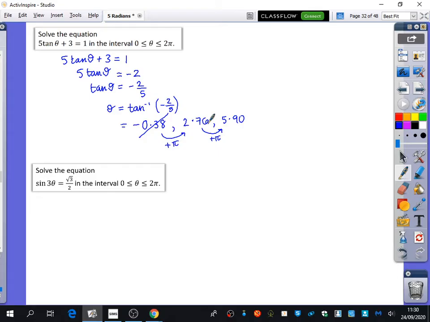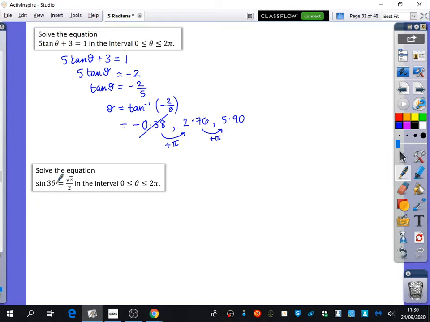So this equation is a little bit different. Hannah, what's different in this equation that we've got? The difference is on the left-hand side. Good. It's a sine of 3 theta.